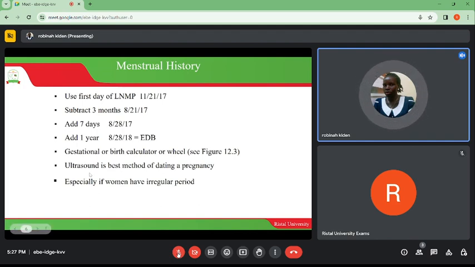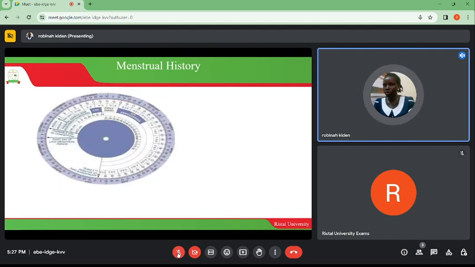Then ultrasound is the best method of dating a pregnancy. So much as we do this calculation, ultrasound is the best way of estimating the months of the pregnancy, especially if women have irregular periods. So you may not be able to establish. So right here we have an image of the whale. This is the whale, which is there.